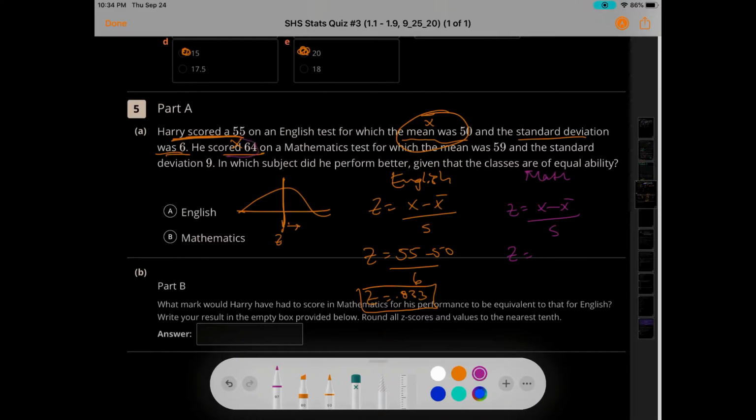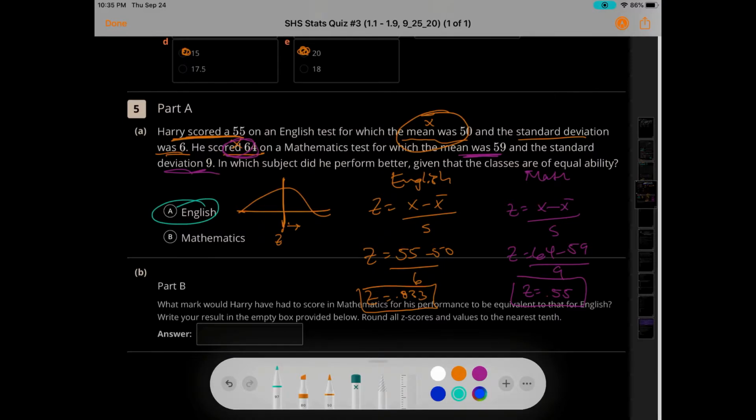Math, he scored a 64 minus the mean, 59, over the standard deviation of 9. So that'll get me 64 minus 59 is 5. 5 divided by 9 is 0.555. Which one is greater? English. Boo.